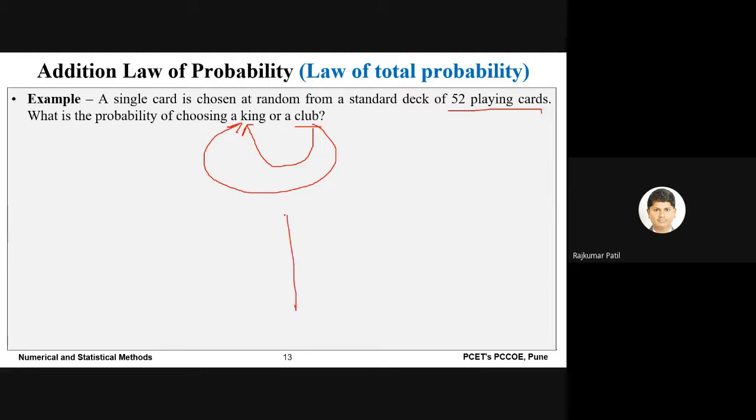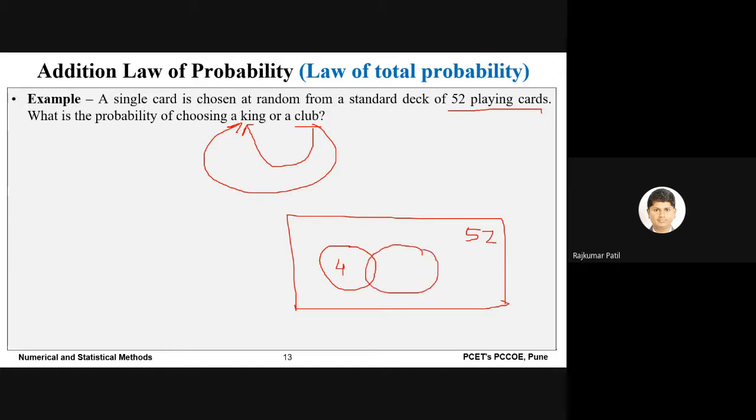So for example, consider this is the total space which consists of 52 cards. Now, in those 52 cards, how many kings will be there? 4. And how many club cards will be there? The club cards will be 13.